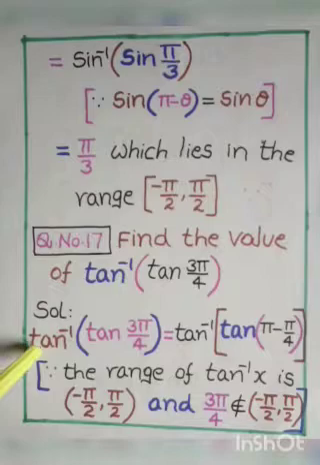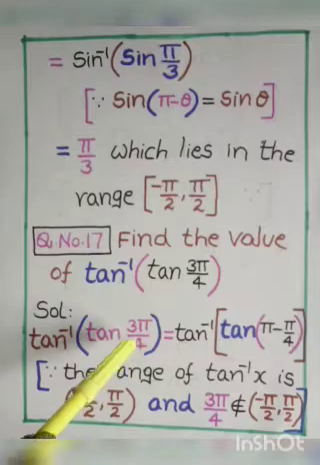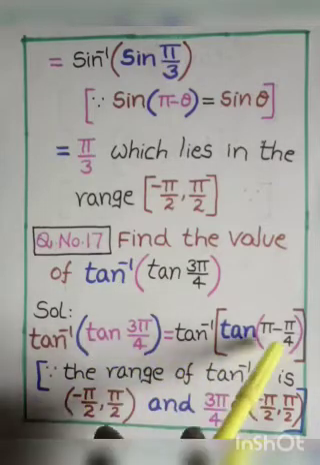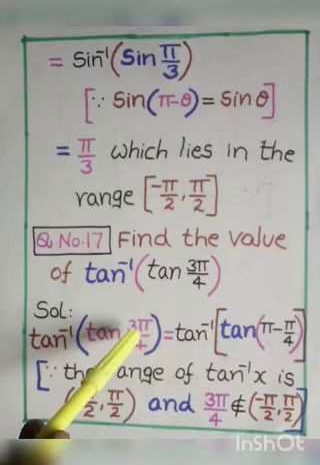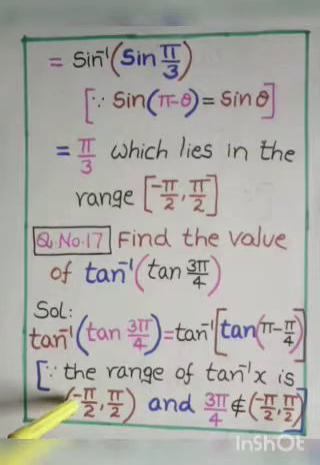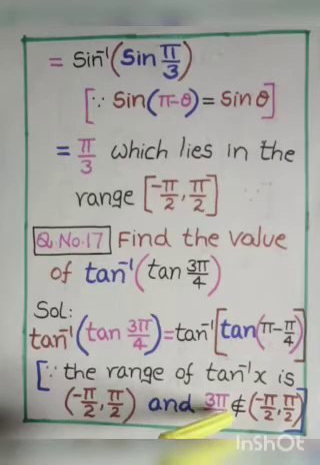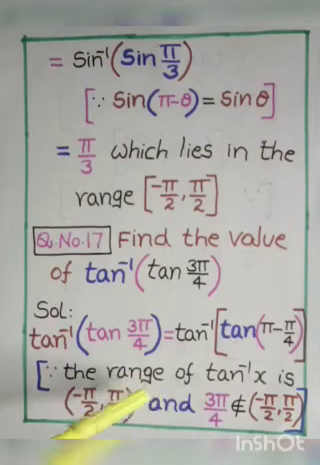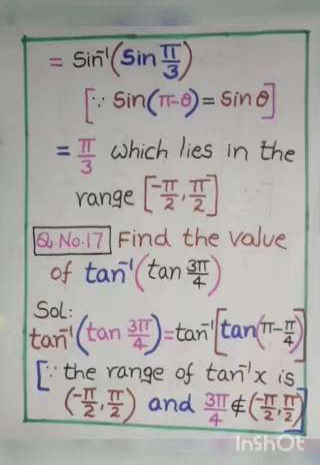See the given function tan inverse of tan 3 pi by 4, that is equal to tan inverse of tan, this 3 pi by 4 can be written as pi minus pi by 4, because this angle 3 pi by 4 does not lie in the range of tan inverse x, that is open interval minus pi by 2 comma pi by 2, and 3 pi by 4 does not belong to this open interval minus pi by 2 comma pi by 2. That is why we are writing 3 pi by 4 like this, pi minus pi by 4. Understood this step, my dear children? Why are we writing this step like that? Right.